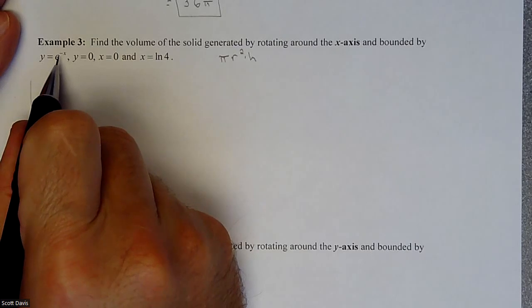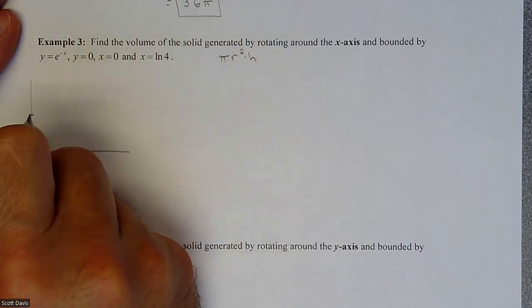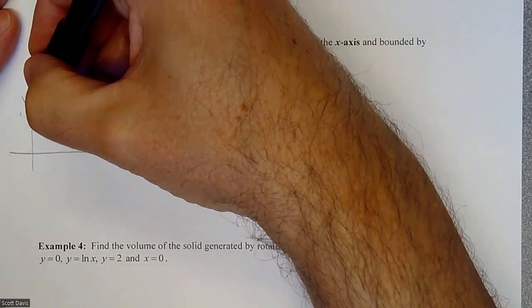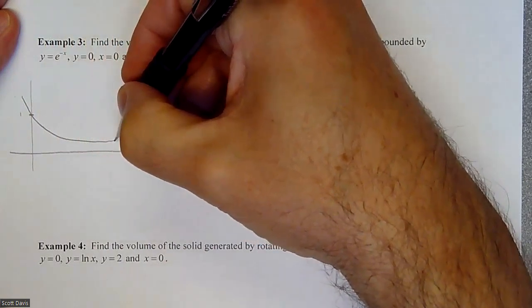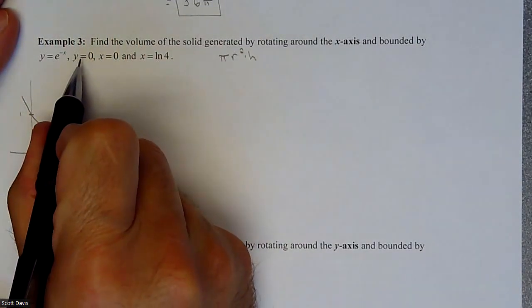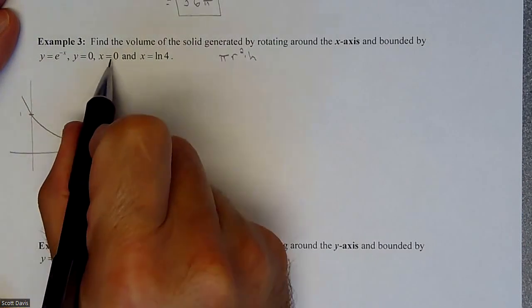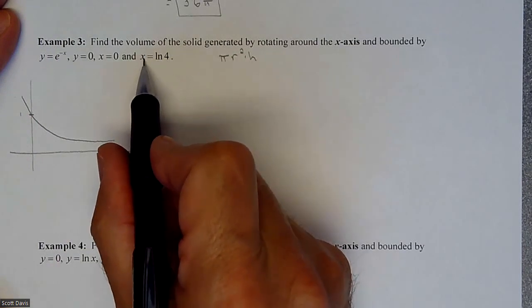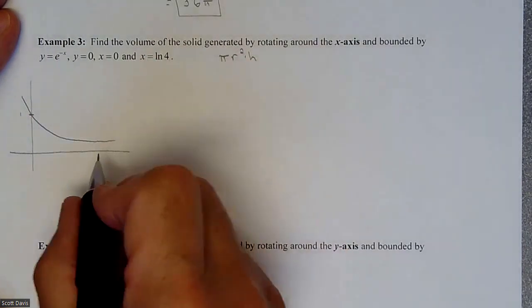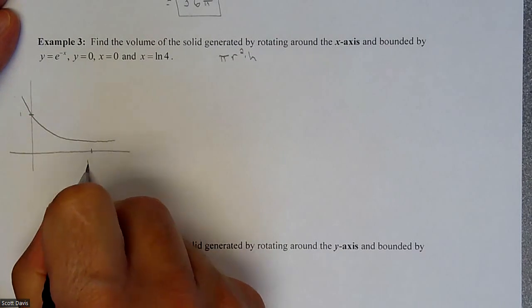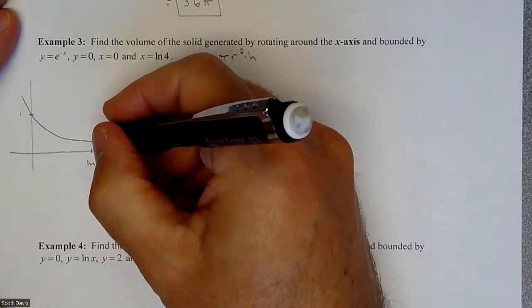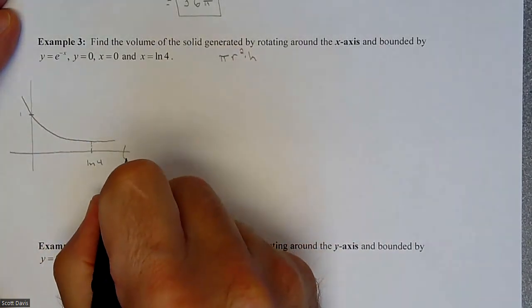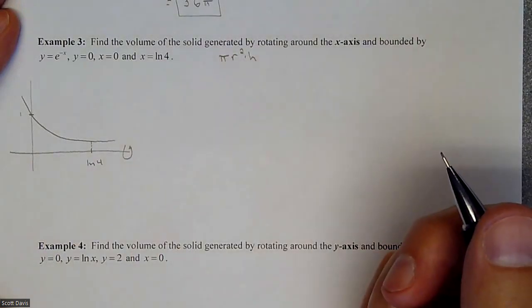And we have some sort of an exponential decay. This would have a y-intercept of 1, and then we'd have some sort of a decay happening, leveling off. We are bounded by y equaling 0, which is the x-axis, x equaling 0, which is the y-axis. So we're just talking first quadrant. And this line of x equals the natural log of 4. So the natural log of 4 is somewhere down here. And so this is the shape that we're trying to rotate around the x-axis. All right, so that's what we got going on.